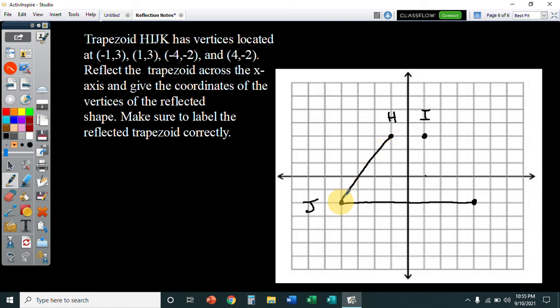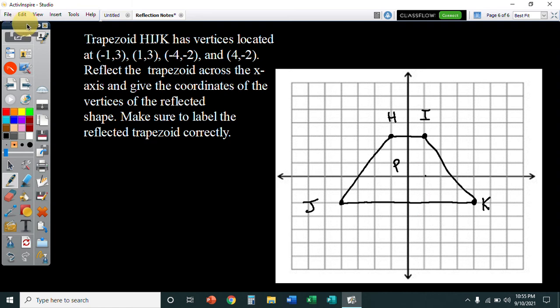I want to show you something. We talked about this in translations, how sometimes the pre-image and the image will overlap each other. It's the same thing here. So I'm going to write P for pre-image. This is why using the prime marks on your vertices for the image is so, so important. Because when they overlap each other, you need to know which one is which.